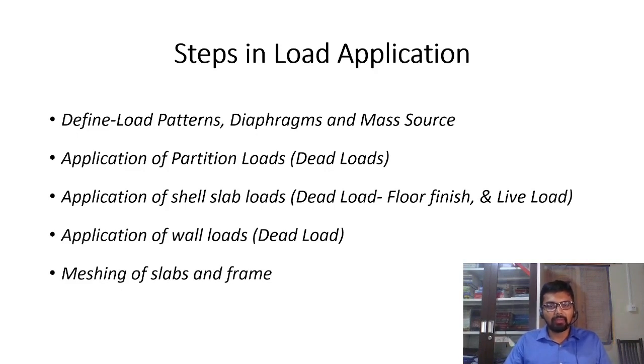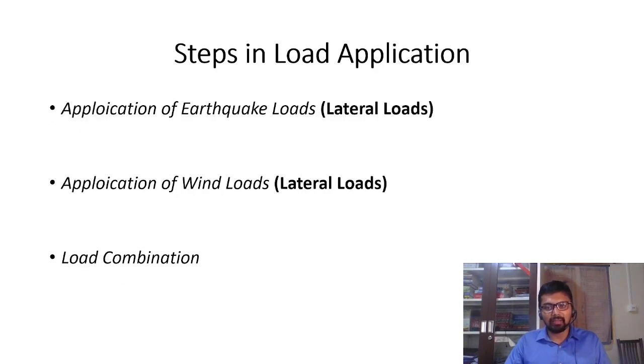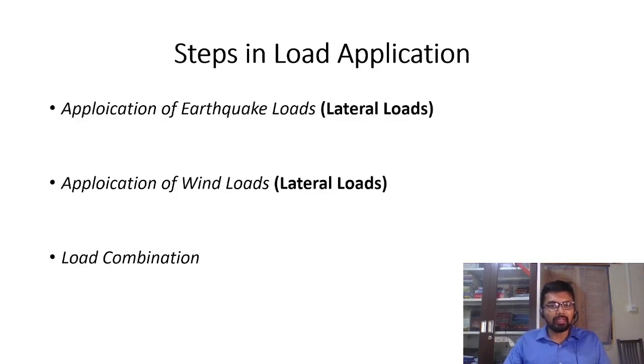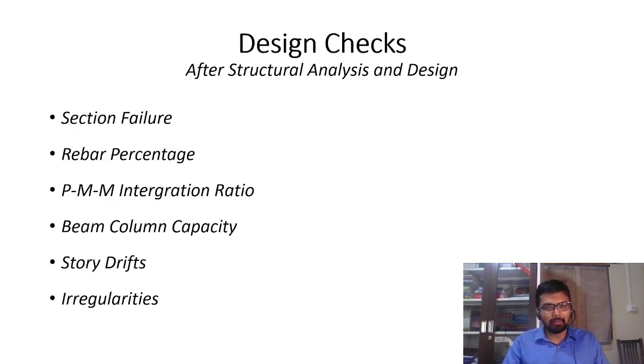Then you have to define load patterns, diaphragms, and mass source, which is very important. These are the parts of the load applications, and meshing of the slab is also very important here. And then we have the lateral loads. Dead load and live load are vertical loads, they act from top to bottom, and for the lateral loads like earthquake loads and wind loads, we have the associated codes, and there will be a detailed explanation of all the necessary clauses of all the codes. And then we have the load combinations, that is, the IS 875 Part 5 load combination.